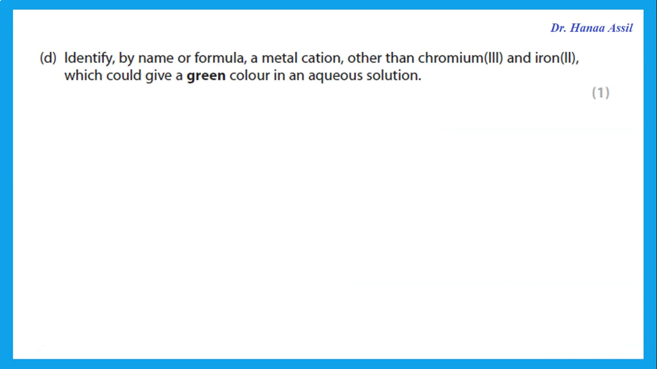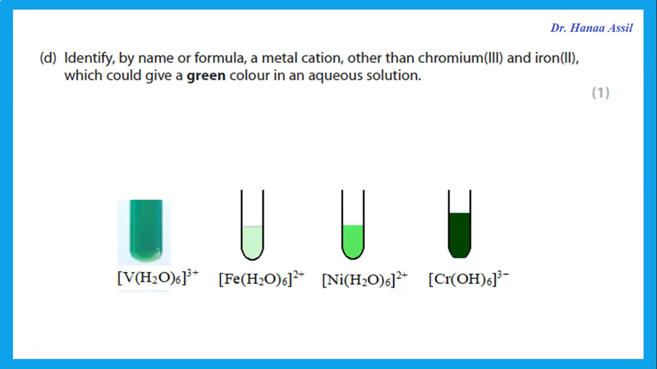Identify by name or formula a metal cation other than chromium 3 and iron 2 which could give a green color in an aqueous solution. So which of the transition metal ions give a green color in aqueous solution? He says already we know chromium and iron 2. What else? You should realize that these are the transition metals that form green color in solution. We have vanadium 3+, nickel 2+, in addition to the iron 2+ and chromium 3+.